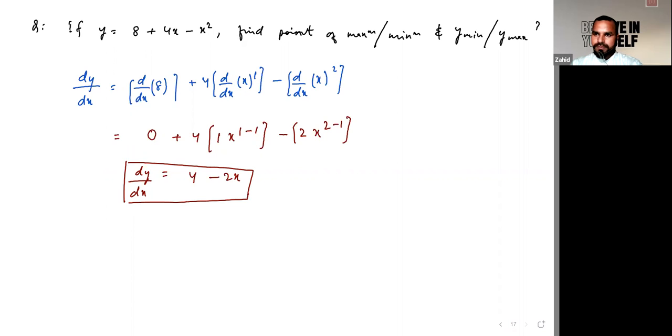Alan, just tell me what will we do next to get maximum or minimum value? To define maxima or minima of a function, just differentiate the function once and put it to 0. So put this particular part to 0. You will get 2x is equals to 4, x is equals to 2. This will be termed as point of minima or maxima related to this problem. Yes.